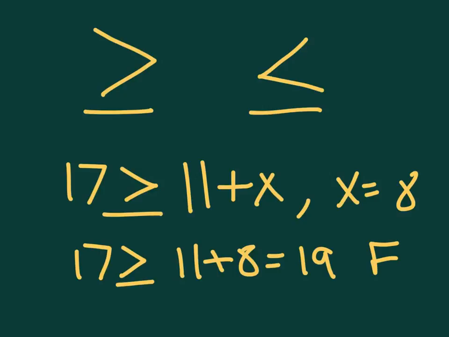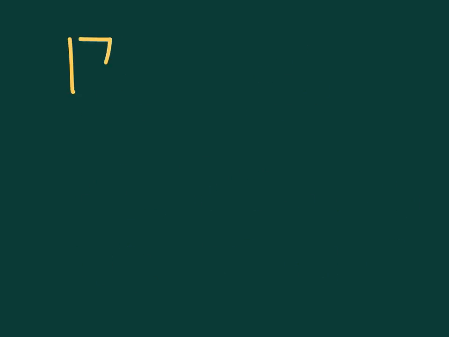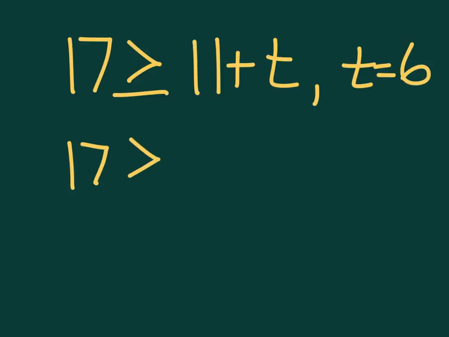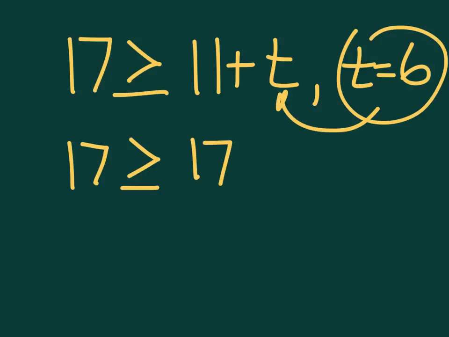We could say we chose to put in, let's rewrite, 17 is greater than or equal to 11 plus t, where t equals 6. Well, that would be true because then I would have 17 is greater than or equal to 17, because I took the 6 and plugged it in for t.